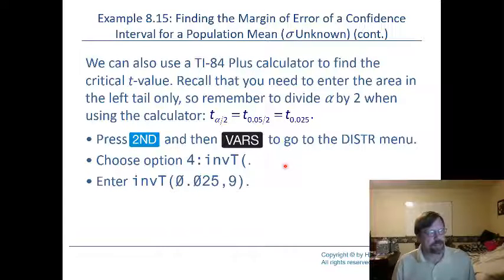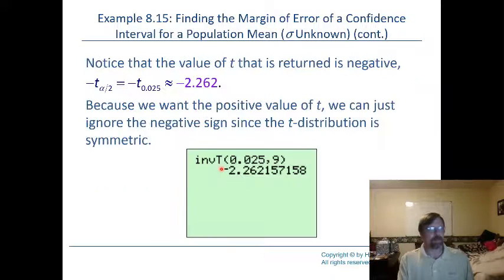Again, we can also do this in the calculator. There we have to give it the 0.025, and we get negative 2.262. Sorry. We want the positive value, so we can just ignore the negative sign. It's symmetric, so we can kind of do that.